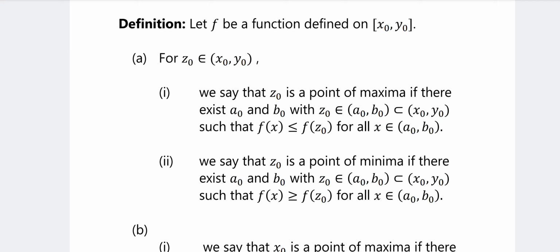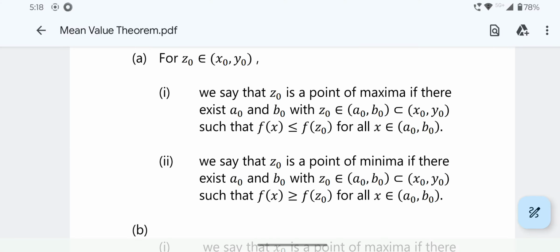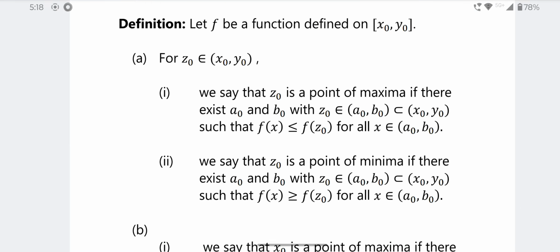Second, we say that z naught is a point of minima if there exist points a naught, b naught with z naught belonging to the interval (a naught, b naught), this interval is a subinterval of (x naught, y naught), such that f(x) is greater than f(z naught) for all x in the open interval (a naught, b naught). In this case we say z naught is a point of minima.